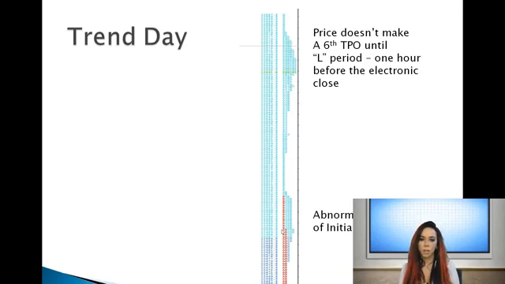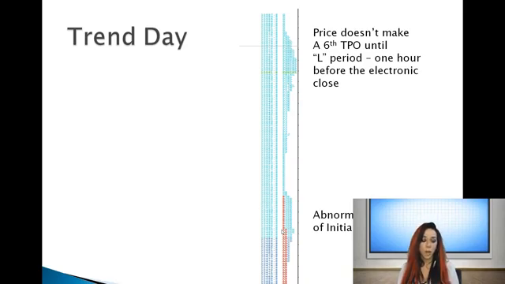So if you see something that's starting to print a 6th TPO, it's probably time to start thinking about your exit. Because it means that the market is now creating that structure, it's creating the distribution, and it's no longer trending. So if you caught a good run, and you've noticed you have a trend day on your hands, if you see a 6th TPO being printed, that's your exit point. That is your cue to get out.